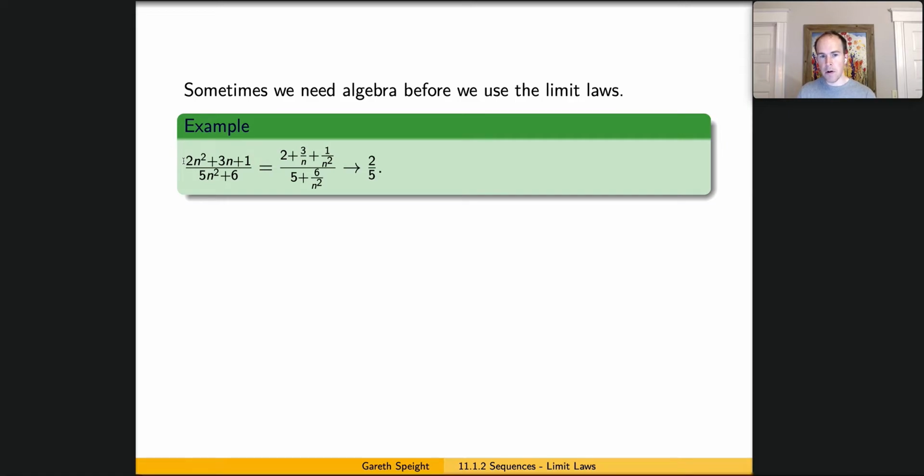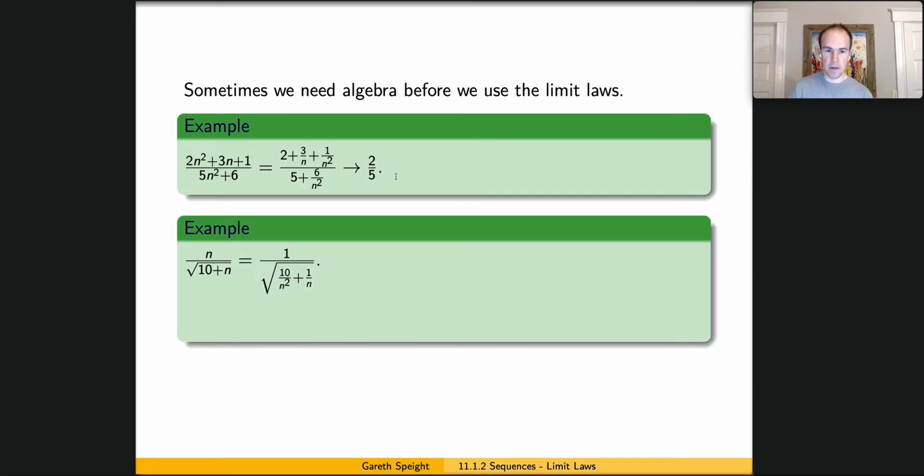But if we divide top and bottom by n², then we end up with (2 + 3/n + 1/n²) divided by (5 + 6/n²). Then the top is going to go to 2 and the bottom is going to go to 5. Then by the quotient limit law, this is going to go to 2 divided by 5. So sometimes just rewriting using algebra enables us to use limit laws.